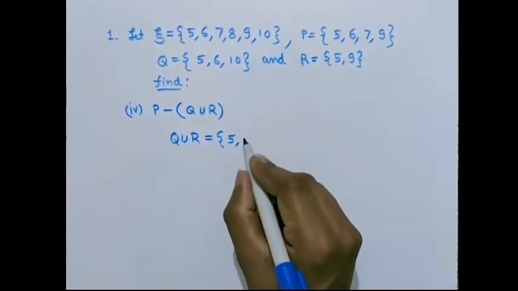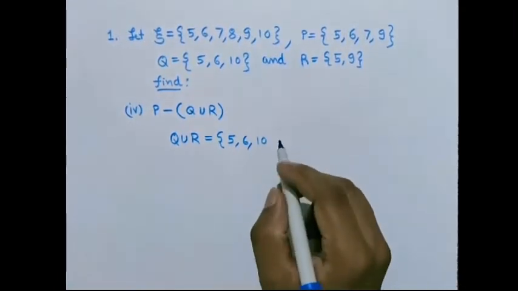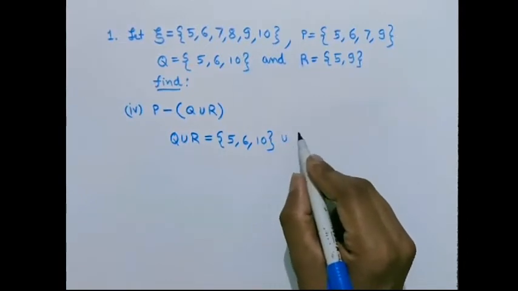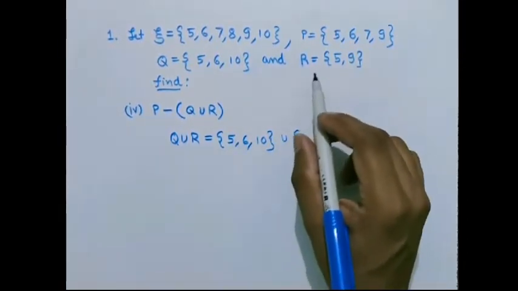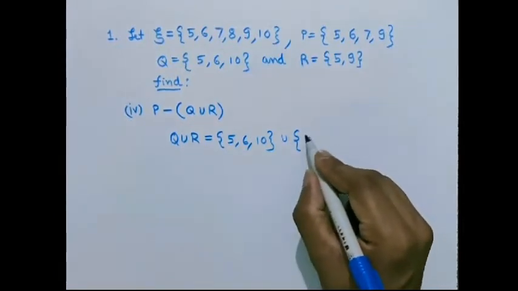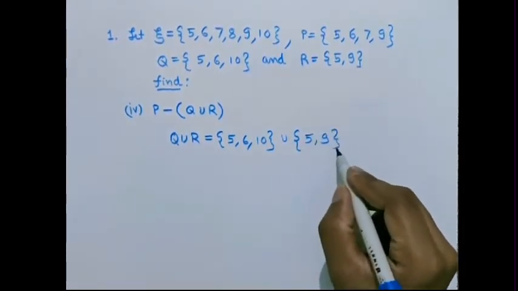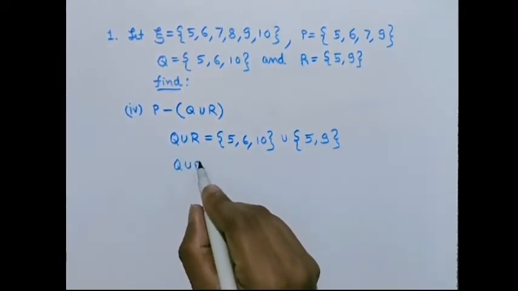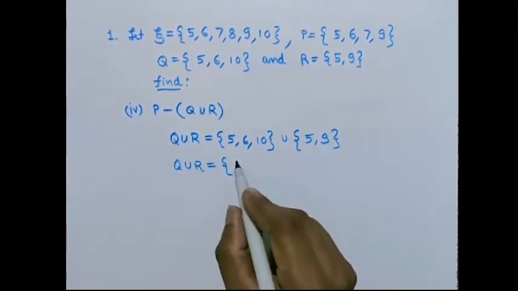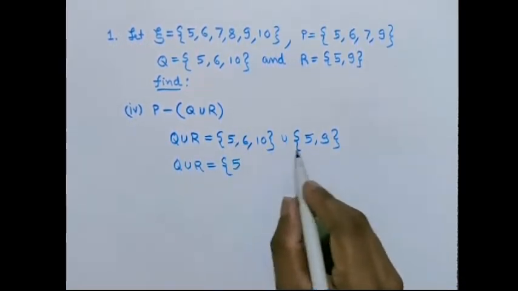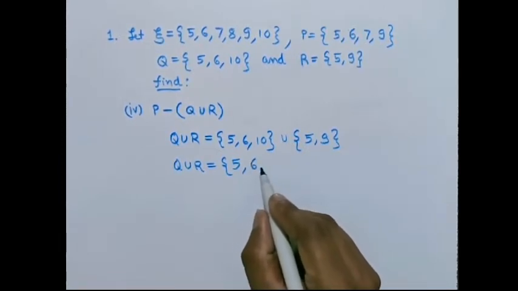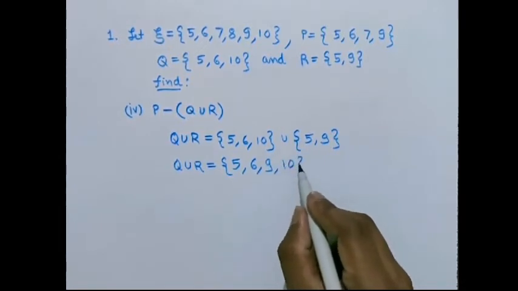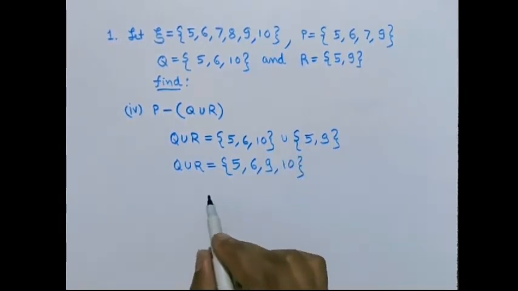5, 6, 10, and then union of its set R. So R is 5 and 9. So what will the union of these two sets be? Q union R will be equal to 5. Then we have 6, 9 and 10. So we have found out the union.